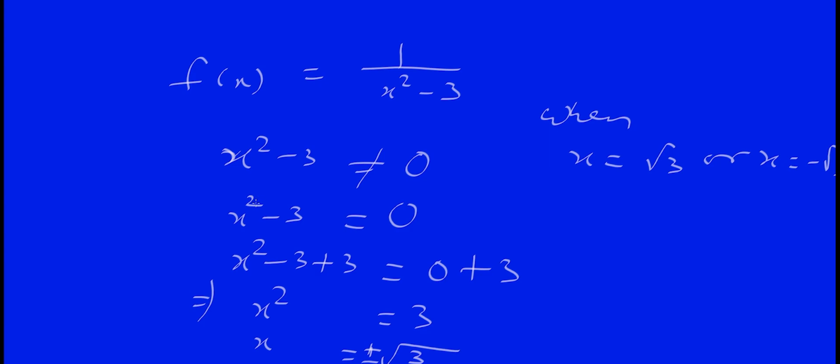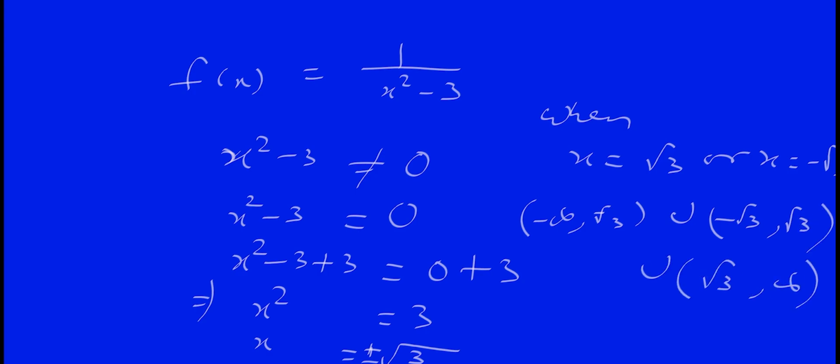In interval notation, we write the domain as negative infinity to negative root 3, union negative root 3 to positive root 3, union positive root 3 to positive infinity. And that's it. The key is identifying the values that make the denominator 0 and excluding them from the domain.